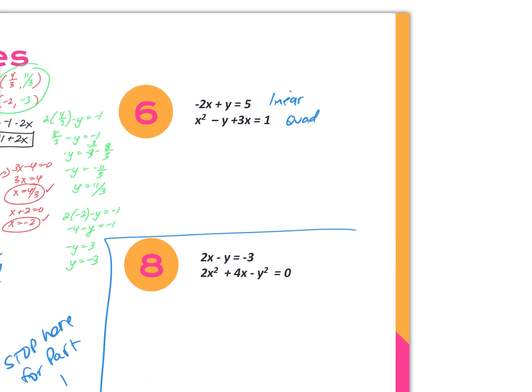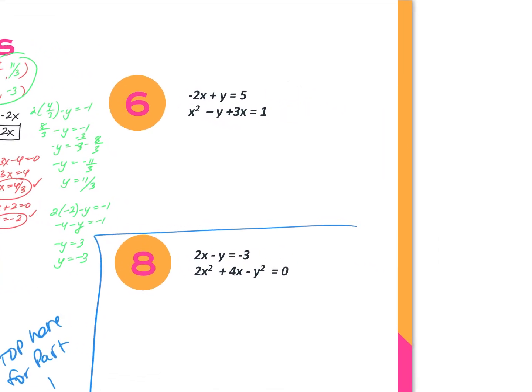All right, so then I go to the next one. Again, I have a linear and a quadratic, and I'm going to focus again on solving for the linear. So I'm going to go y equals 2x plus 5. And so I'm going to sub this in for y here. When I write this out, I'm going to get x squared minus 2x minus 5 plus 3x equals 1. X squared plus x minus 5 equals 1. And x squared plus x minus 6 equals 0.